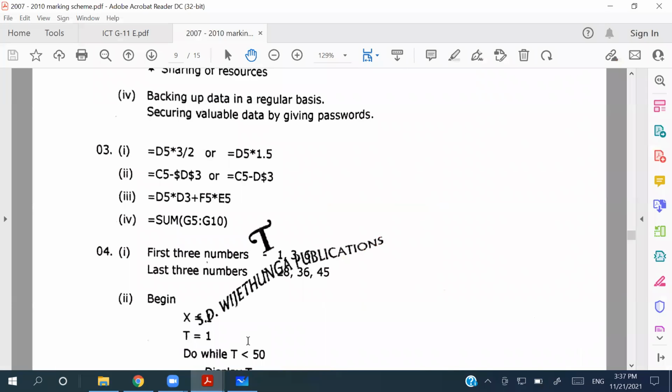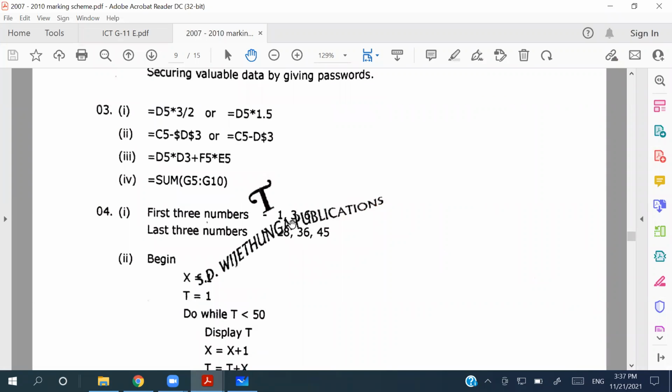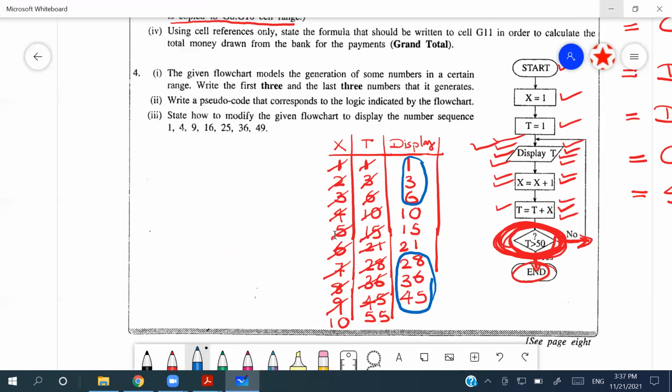It is a little bit covered with this publication word. 1, 3 and 6 is there. 28, 36, 45 is there. So for this kind of algorithm, it is a must to do the hand tracing part, people. Without doing that, we won't be able to figure out what the pattern is easily, right?